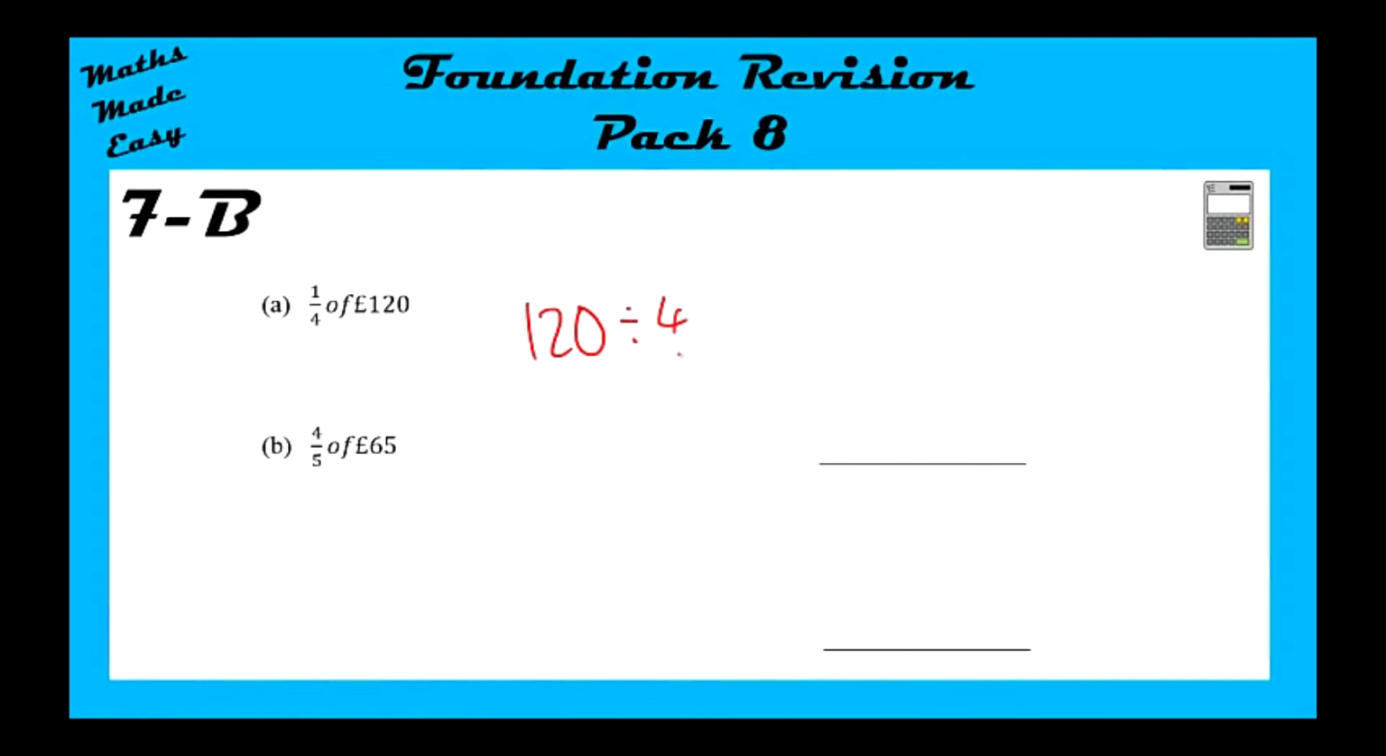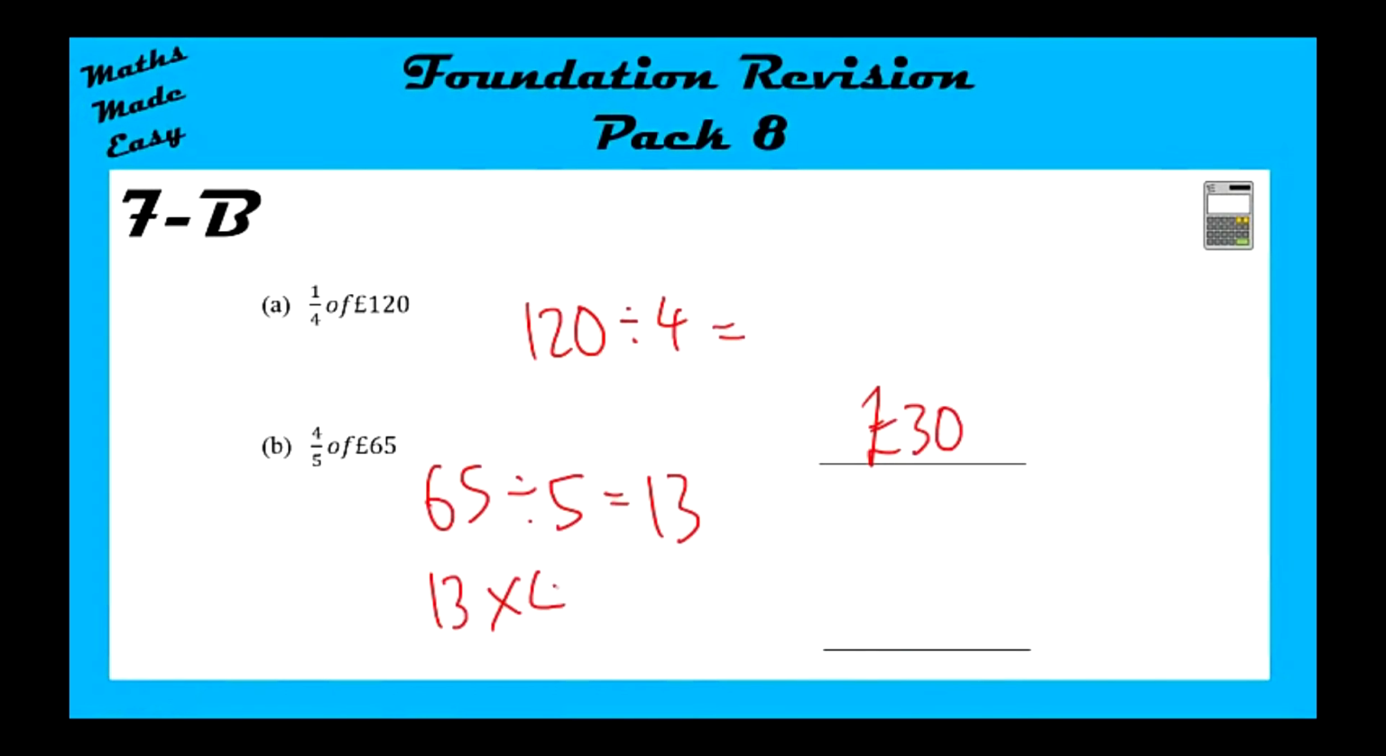120 divided by 4 gives you £30, that's how you find a quarter of something. To find 4/5, we divide it by the bottom number, divide by 5, gives you 13, and 13 times by the top number gives you 52. So £52.